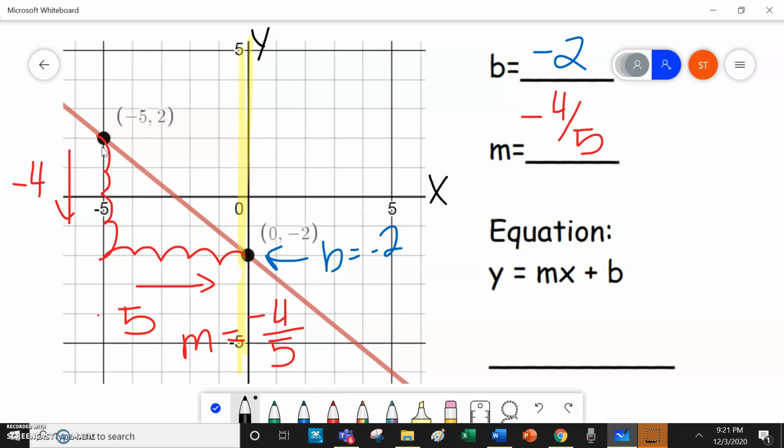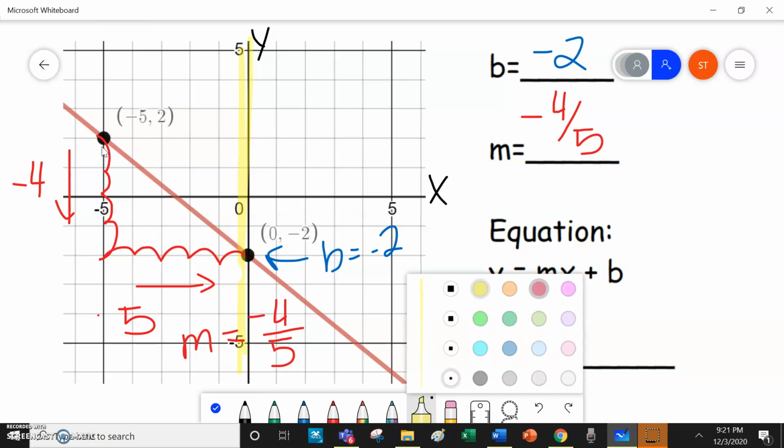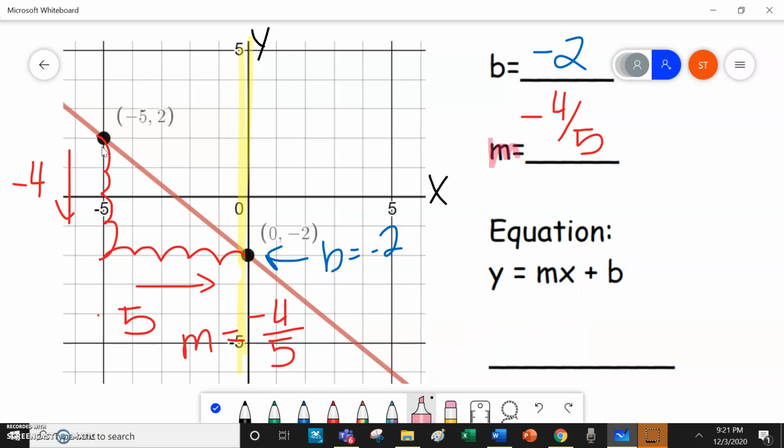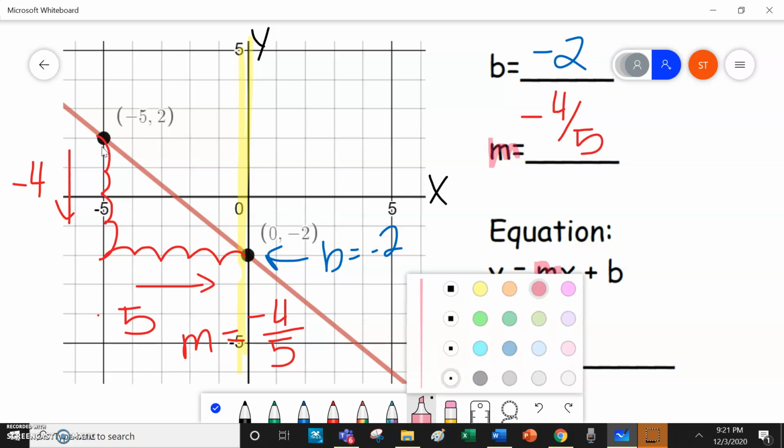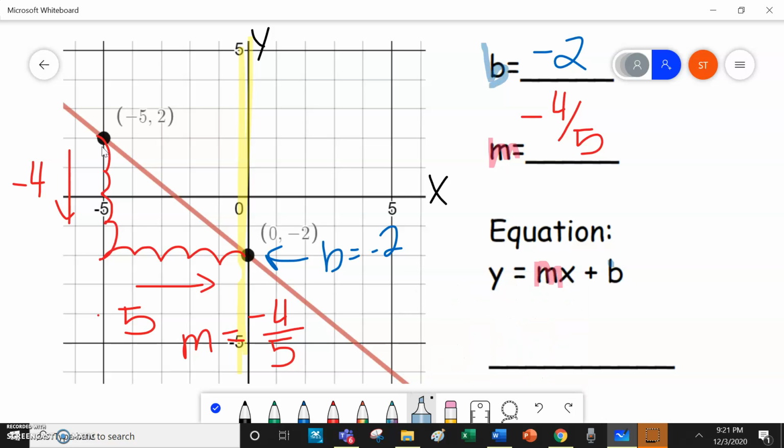So when I write my equation in y equals mx plus b form, I'm going to replace the m value, I'm going to replace the b value. So when I write it, I write y equals, m is -4 over 5. I keep my x, so you'll notice I keep my x, my y, and my equals. Now it's plus -2, but I can just put in -2 because that simplifies it out. So this is your example of how to write the equations of a line in slope-intercept form based on looking at its graph.